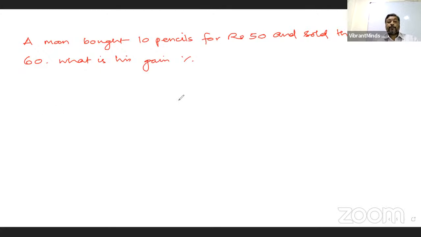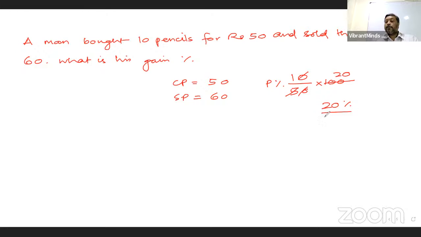Now, simple. Cost price or investment is 50. Selling price or recovery is 60. So he is getting a 10 rupees profit. The profit percent is what? When we have to find profit percent, it is 10 upon 50 into 100. What is it? Profit percent is 20%. Is it clear?